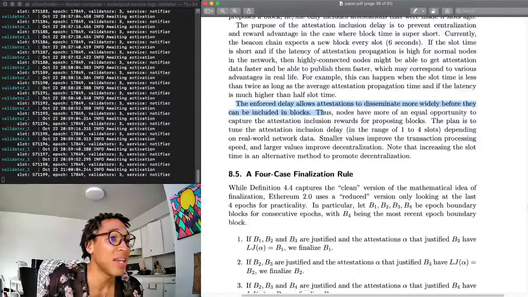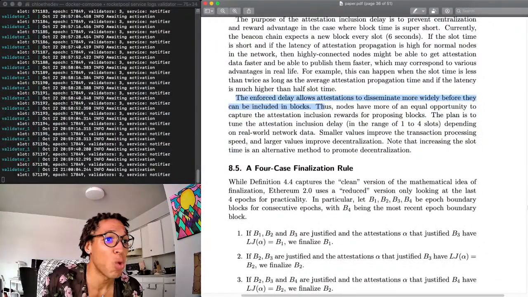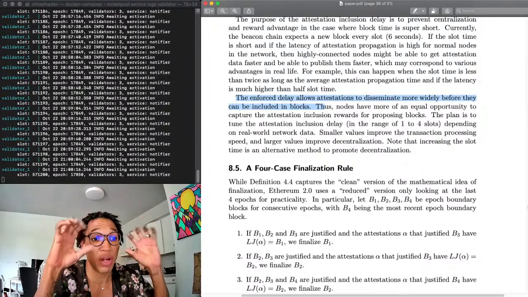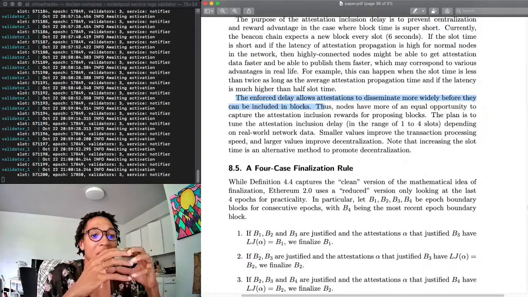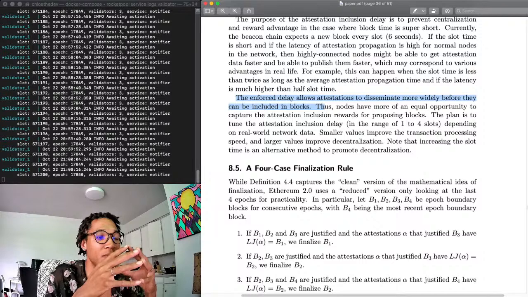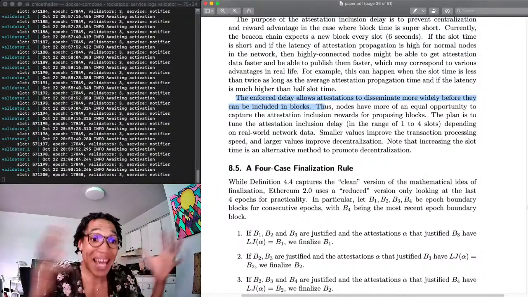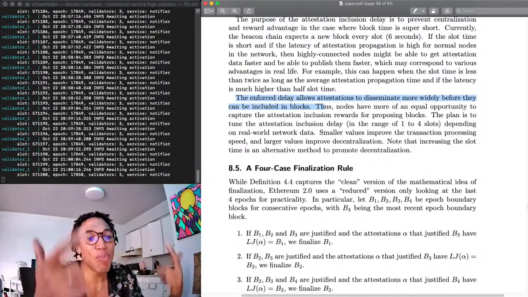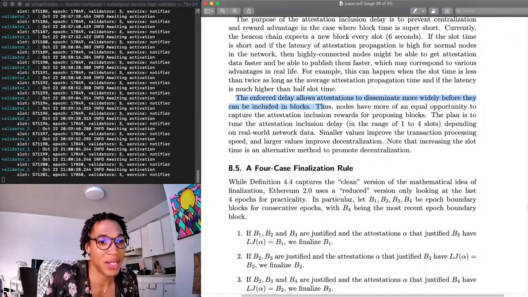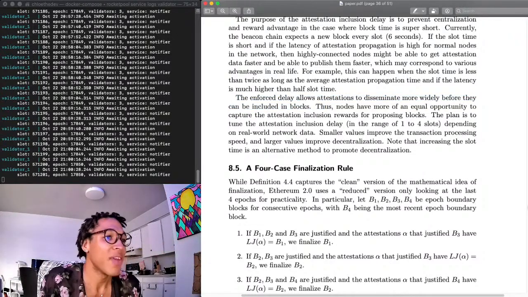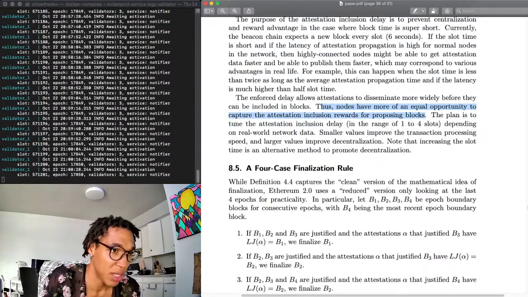The enforced delay allows attestations to disseminate more widely before they can be included in blocks. So attestations are put out into the view. Validators are able to get those attestations, and it gives you more time before you're able to actually get those in view and attest to them. Thus, nodes have more of an equal opportunity to capture the attestation inclusion rewards for proposing blocks.